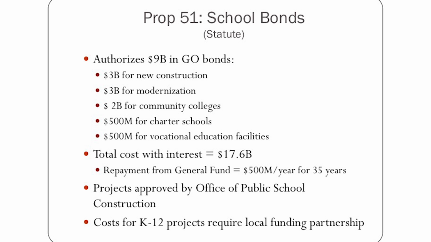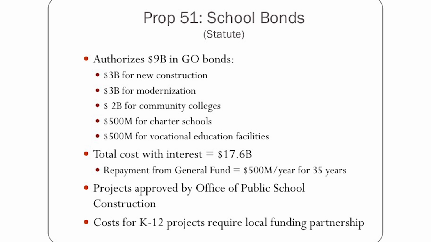It basically asks the state, or you as voters would authorize the state to sell $9 billion worth of additional bond. So it'd be taking on debt. We'd sell the debt to our investors, and we'd pay them back over a 35-year period, both principal and interest.